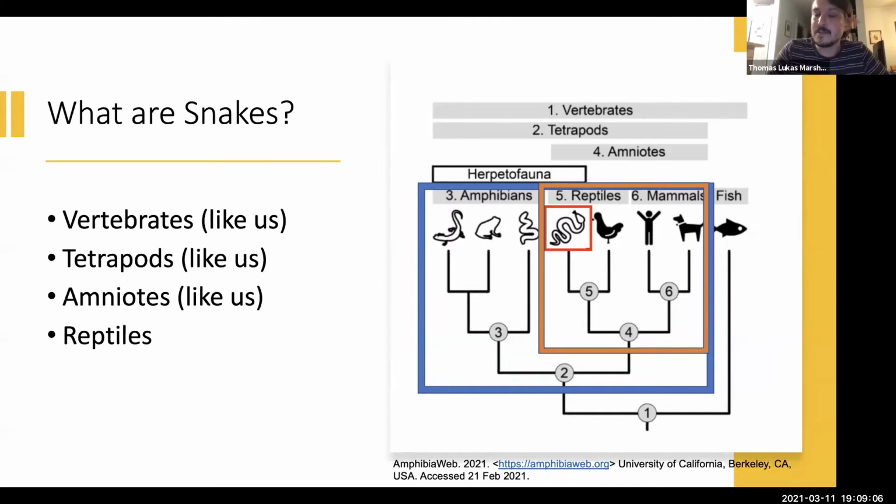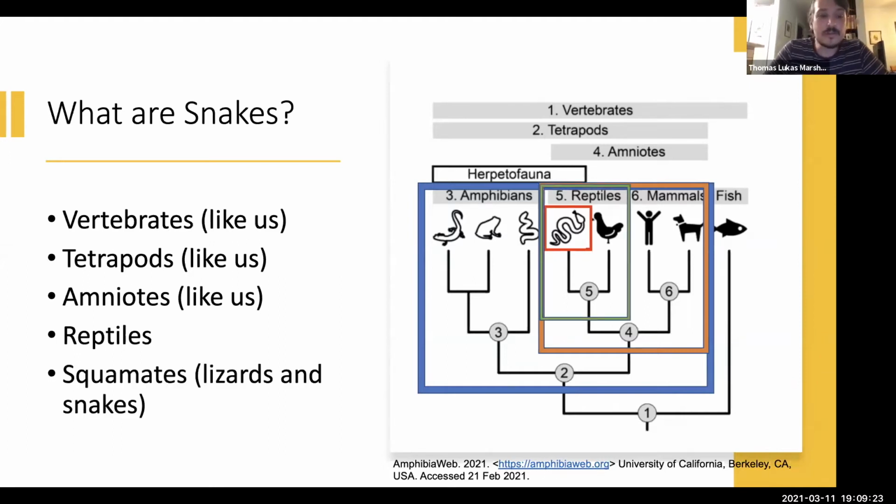And if we added some more detail to this tree, you'd see some other reptile groups on here, like crocodilians, like alligators and crocodiles, would share this branch with birds, and lizards would share this branch with snakes. So lizards are the closest relatives of snakes, the closest living relatives, and they form a group called the squamates.